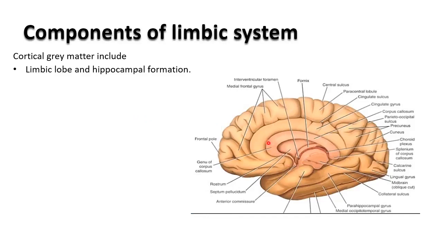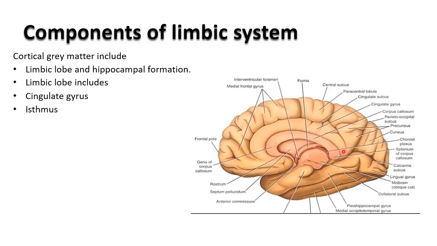So mainly the limbic lobe. Here the limbic lobe and the hippocampal formation, which is present deep to the parahippocampal gyrus and uncus. This is the cortical part. What are the parts forming the limbic lobe and the hippocampal formation? That we will see in a short while. The limbic lobe mainly includes the cingulate gyrus. As I told you in the previous slide, whenever the cortical part of the limbic system comes up, what should come to your mind is your cingulate gyrus.